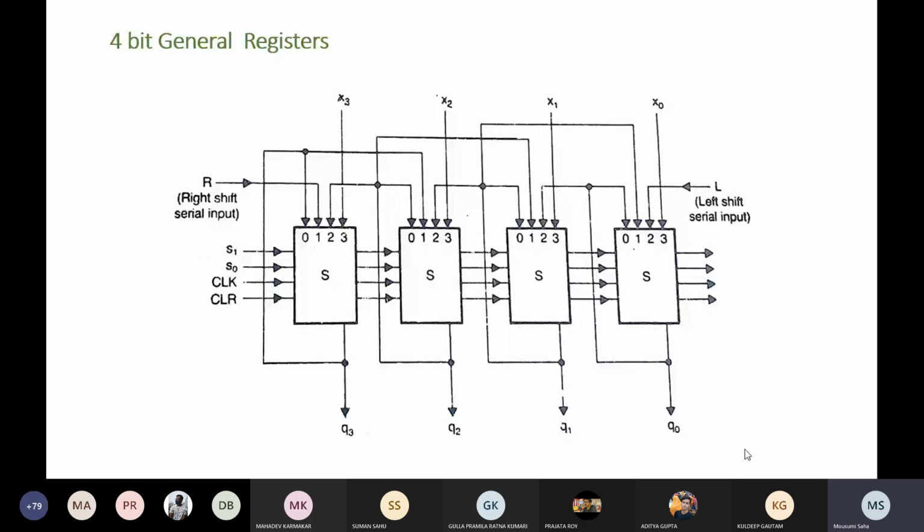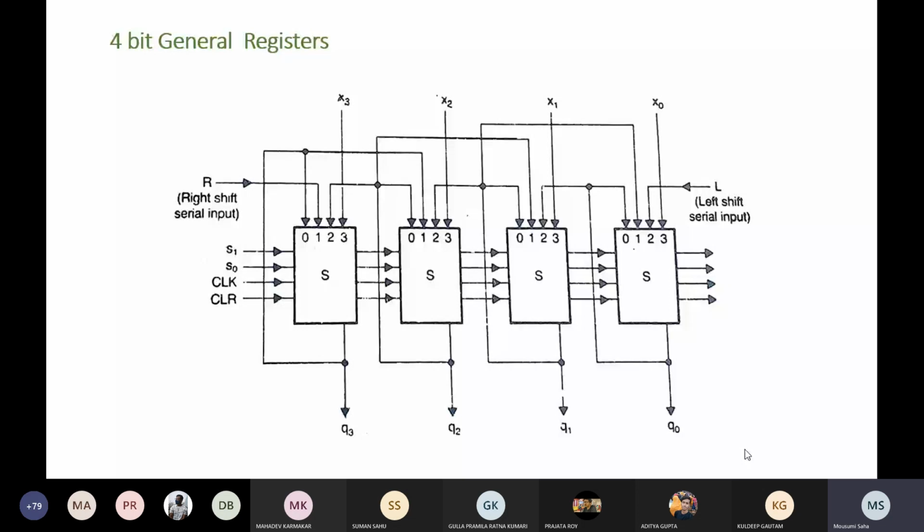See that Q3 is connected to line 1 of the second cell, Q2 is connected to line 1 of the third cell, and Q1 is connected to the input of the last cell. That means the LSB, you can say. Okay, to the last cell you can give the input. So line 1s are connected in such a way that you can shift to the right. Whatever the bits you have, you can shift to the right.